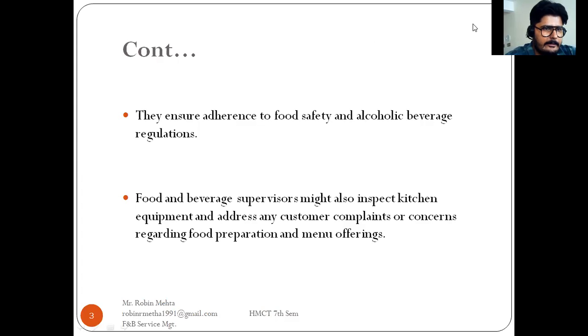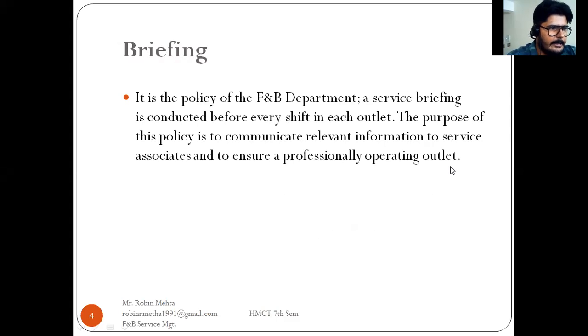So guys, just read these points, then we move forward. I'm giving you 2 minutes. Okay, let's go forward to the next slide.